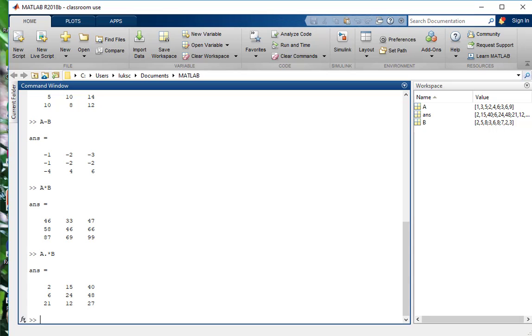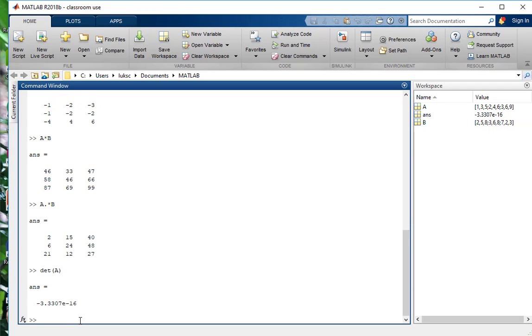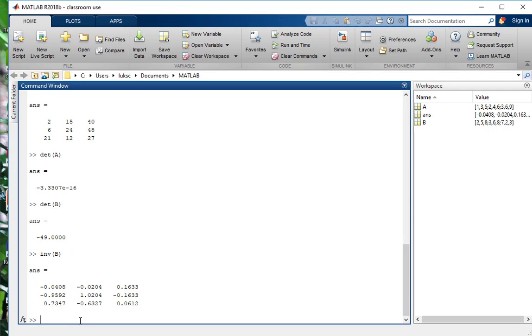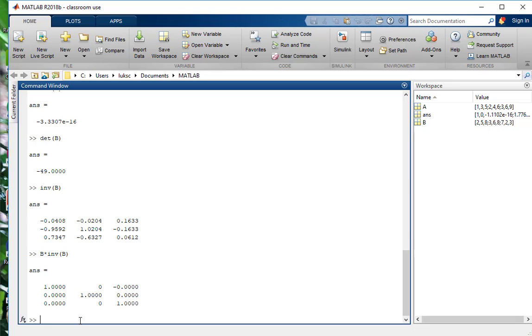Now we also can do things like inverse matrices and transpose matrices. So for instance, if you wanted to take the determinant of matrix A, just det of A, and this should return a value, and our value is very nearly 0. Okay? The determinant of B is negative 49. If I want the inverse matrix of B, let's say, I end up with this. And I can check that B times inverse of B should give me the identity matrix, and it does.